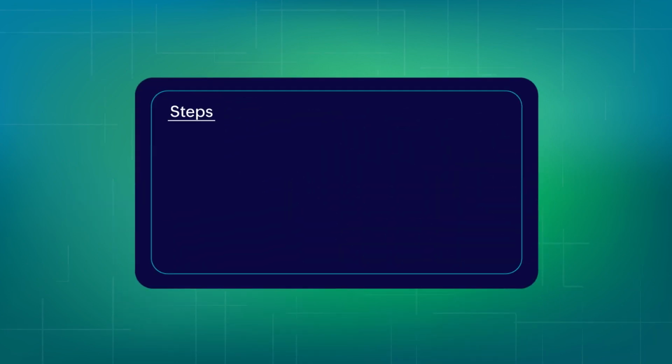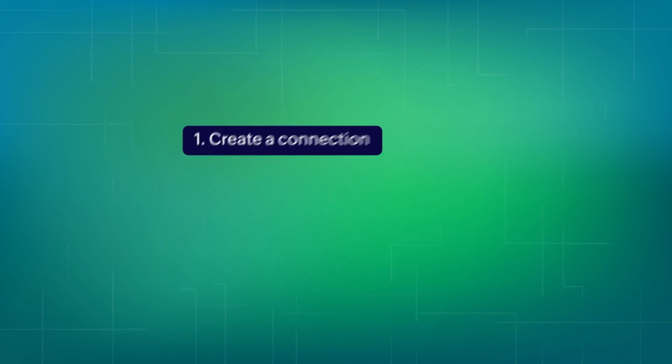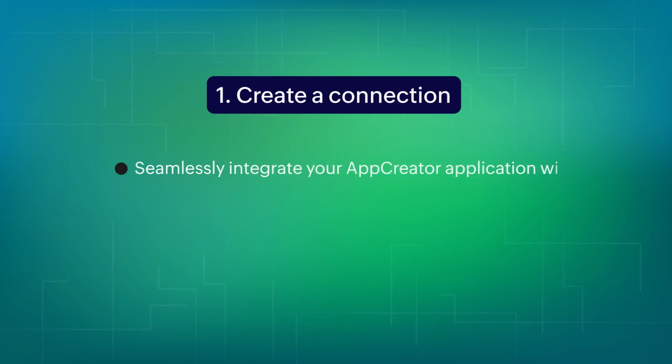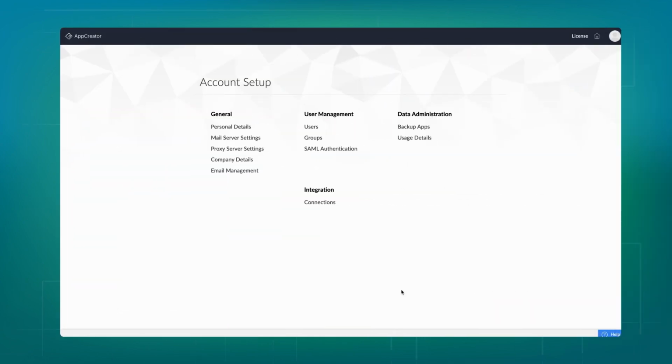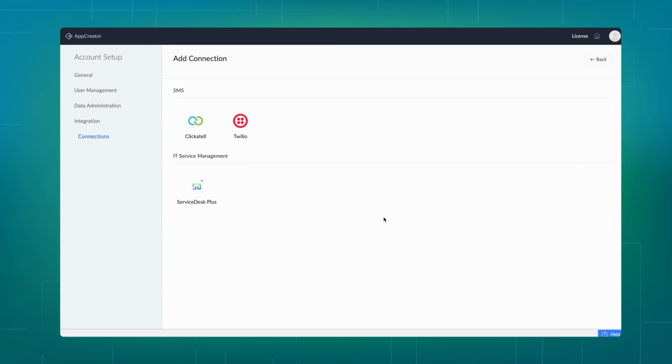The steps involved in this process would be: create a connection, configure a schedule workflow, and integrate the applications using API and Deluge. Let's first create a connection. Connections, as the name suggests, is used to seamlessly integrate your AppCreator application with other services. To create one, go to the Account Setup. Choose Connections from the Integration section. Click Add Connection, and the available connections are listed here.